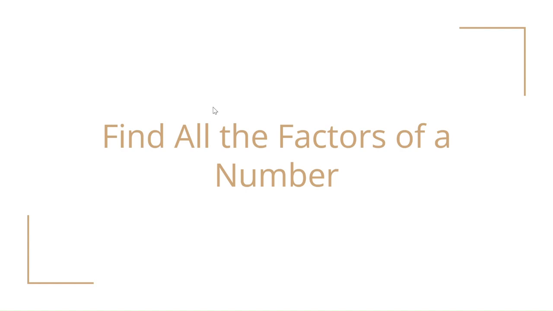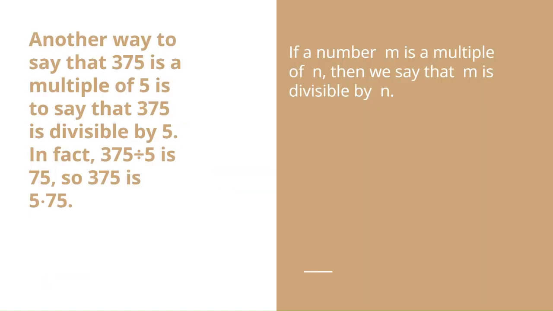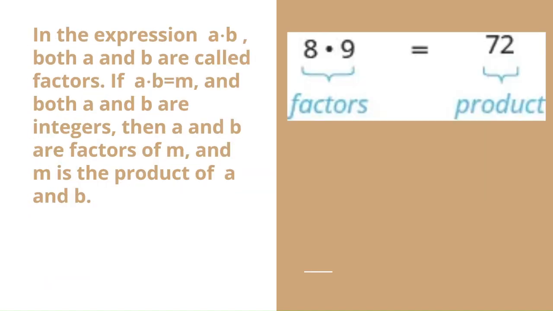Next, find all the factors of a number. In the expression a times b, both a and b are called factors. If a times b equals m and both a and b are integers, then a and b are factors of m, and m is the product of a and b. So 8 times 9 equals 72. 8 and 9 are the factors, and 72 is the product.